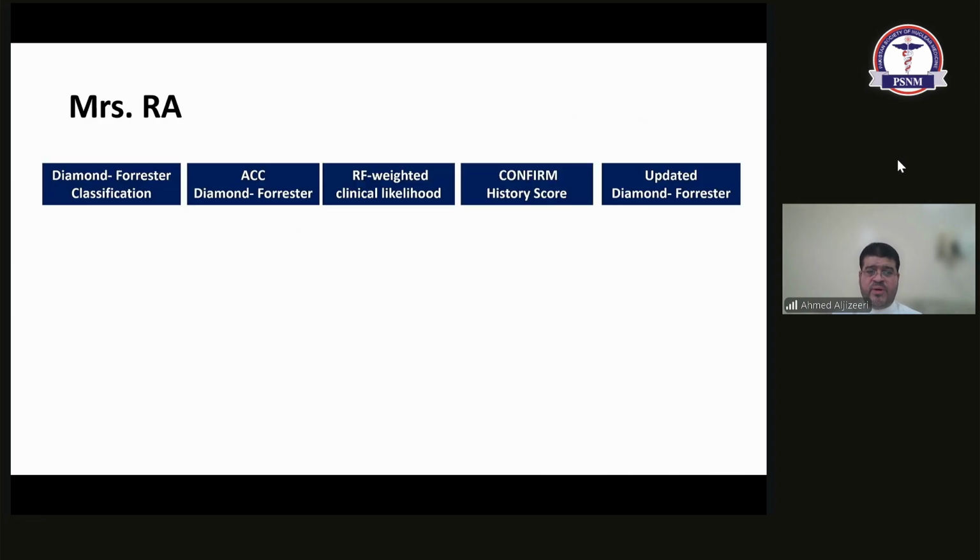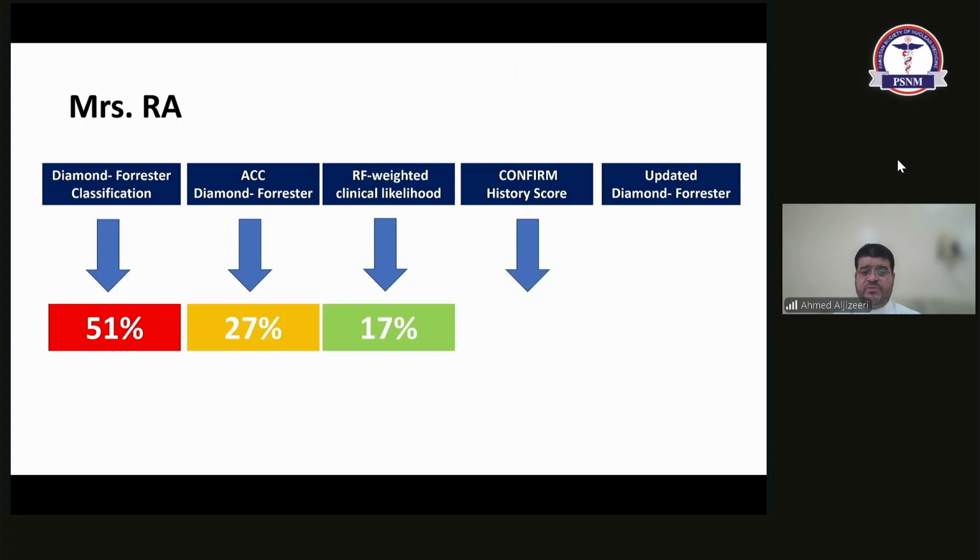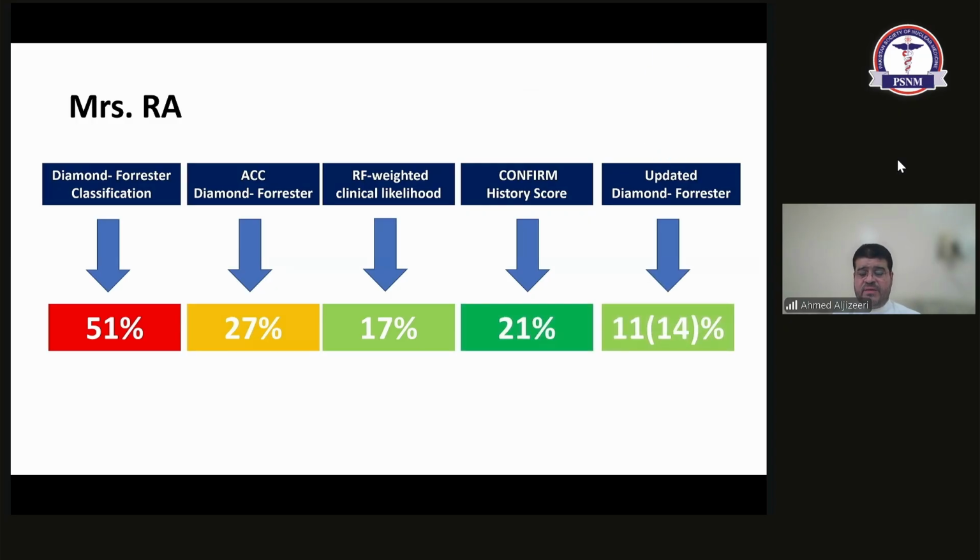Now, if you go back to our lady, you will see that if we use the classical Diamond-Forrester model, her risk is 51%. If we use the American College of Cardiology Diamond-Forrester model, it will be 27%. If we use the CONFIRM registry model, 17%. If we use the risk factor weighted clinical model, it will be 17%. If you use the CONFIRM history score, it's 21%. And if we use the updated Diamond-Forrester model, it will be either 11% if we do not use the new European recommendation, or 14% if we use the European model.